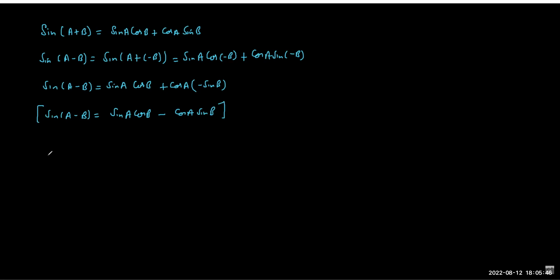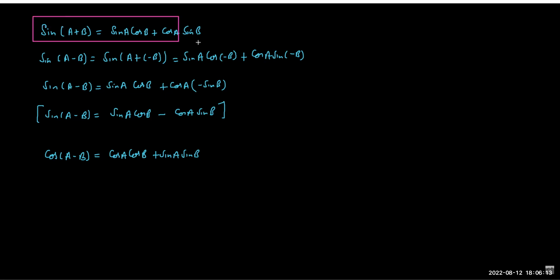So similarly, can you tell me the answer for cos of A minus B? Cos A cos B plus sine A sine B. Very good. Because cos of A plus B has a minus sign, cos of A minus B will have the plus, right? Because sine of minus B becomes minus, which will make it plus. So I hope this formula you can easily derive and easily remember as well.